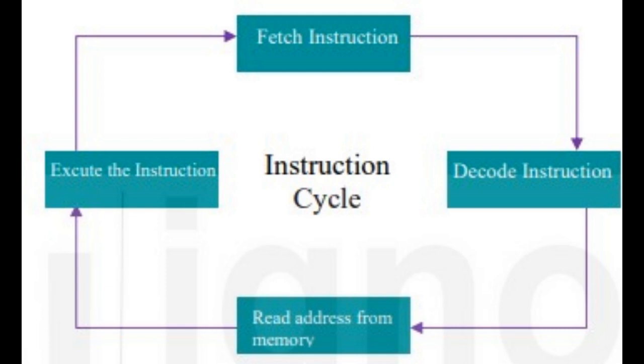Decode the instruction. Decoding the instruction requires interpreting the operation code of the instruction. This will be followed by finding the locations of the operands in the memory. Read the operands from memory. Once the addresses of the operands are known, they are brought into the CPU registers, such that the required operation may be performed. Execute the instruction. Finally, the instructions are executed and results are stored in local temporary locations.